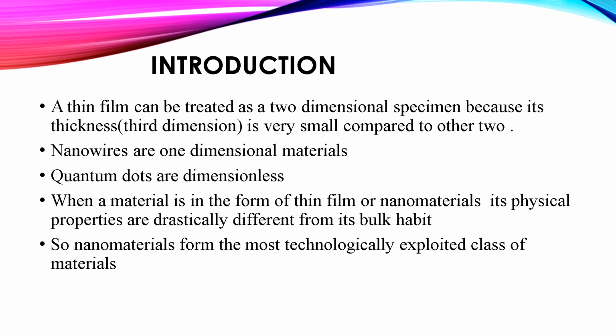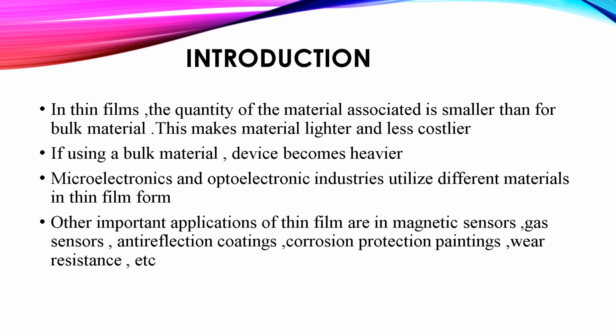So, nanomaterials form the most technologically exploited class of materials. In thin films, the quantity of the material associated is smaller than for the bulk material, which makes the material lighter and less costly. If using a bulk material, the device becomes heavier. The microelectronics and optoelectronic industries utilize different materials in the thin film form. The other important applications of thin film are in magnetic sensors, gas sensors, anti-reflection coatings, corrosion protection paintings, wear resistance, etc.